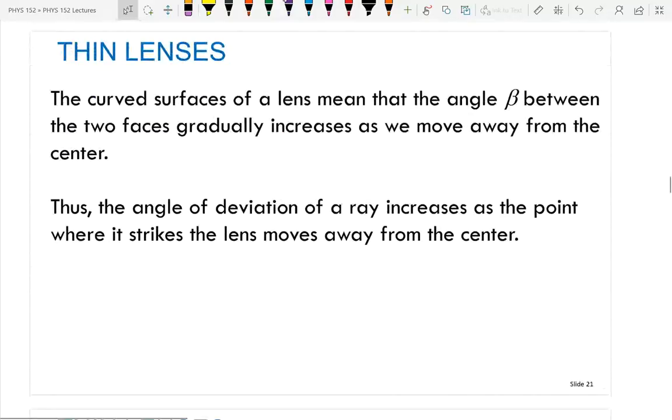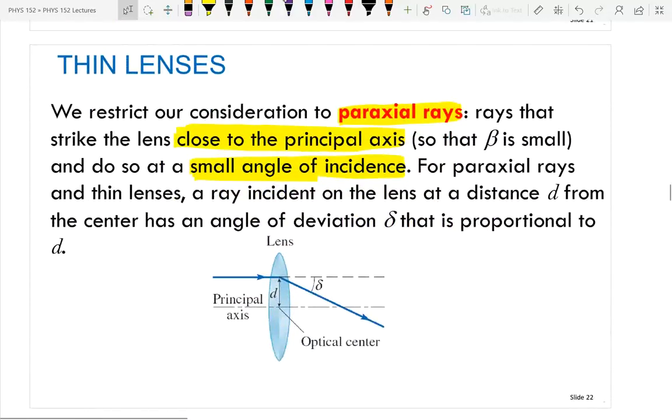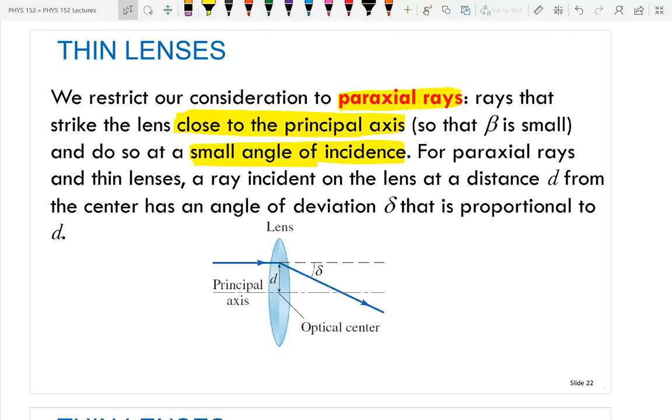Going to skip over these here and get to the term paraxial ray. Paraxial means parallel to the axis, parallel to the principal axis. All of our geometry is going to assume paraxial rays, rays that are pretty close to parallel to the principal axis and not very far away from the principal axis. We do that because that minimizes any of the errors in the shape of the lens.